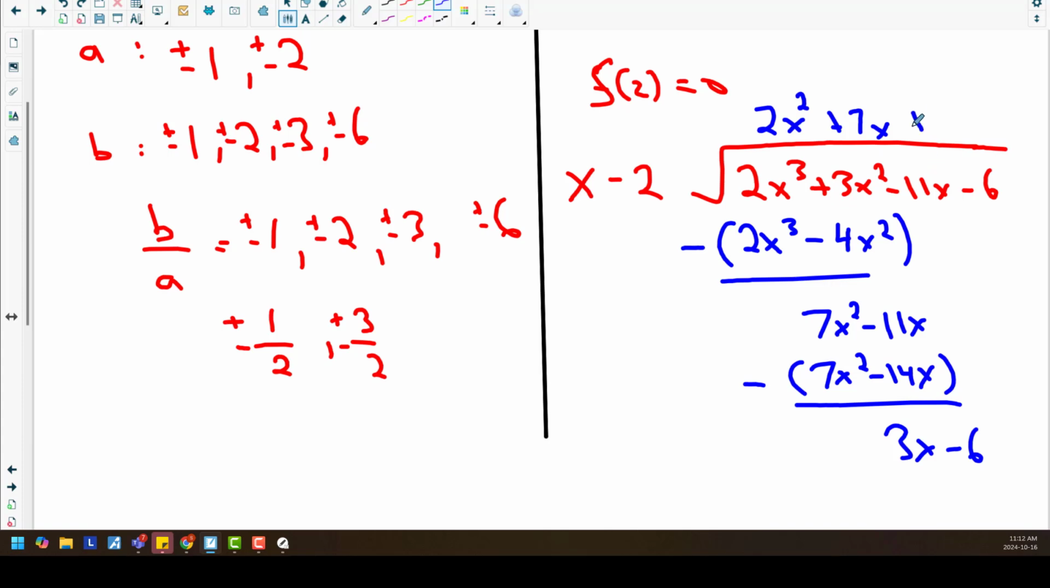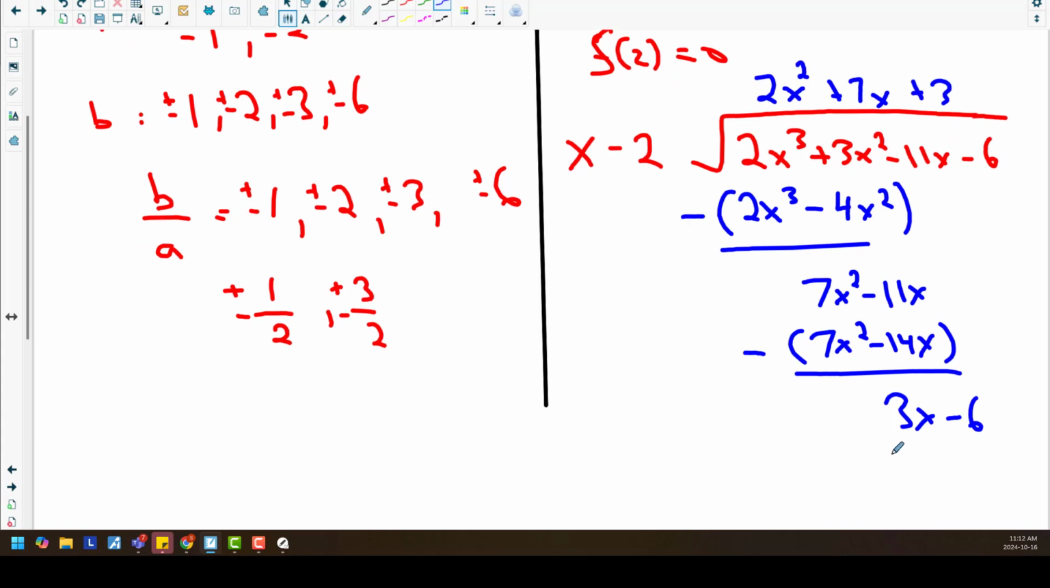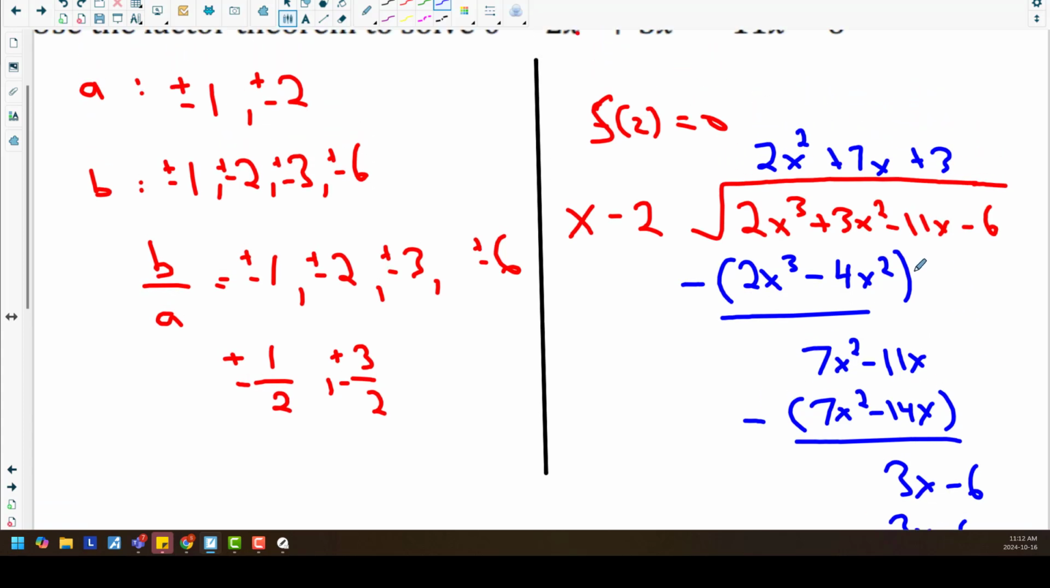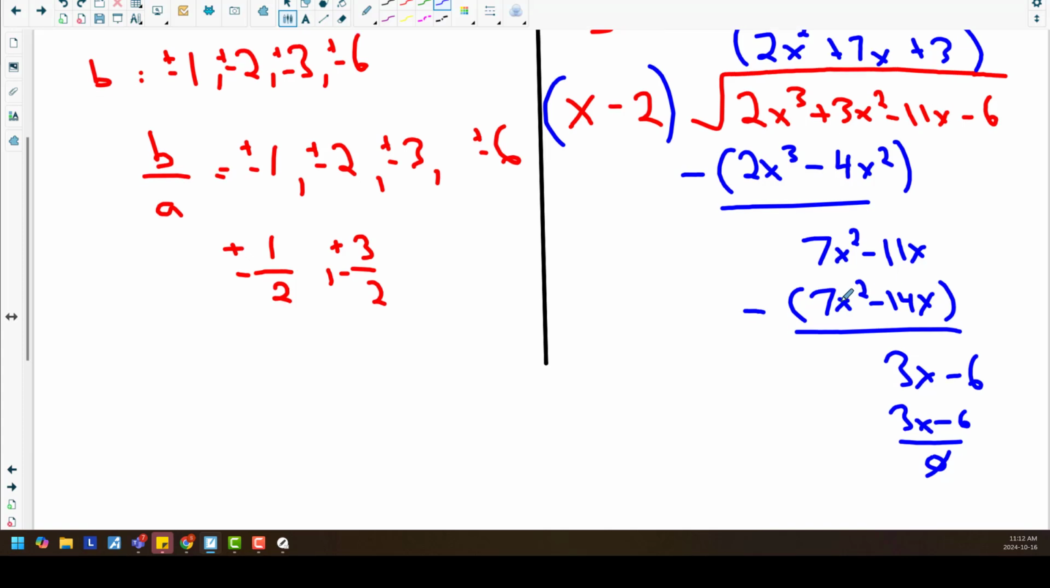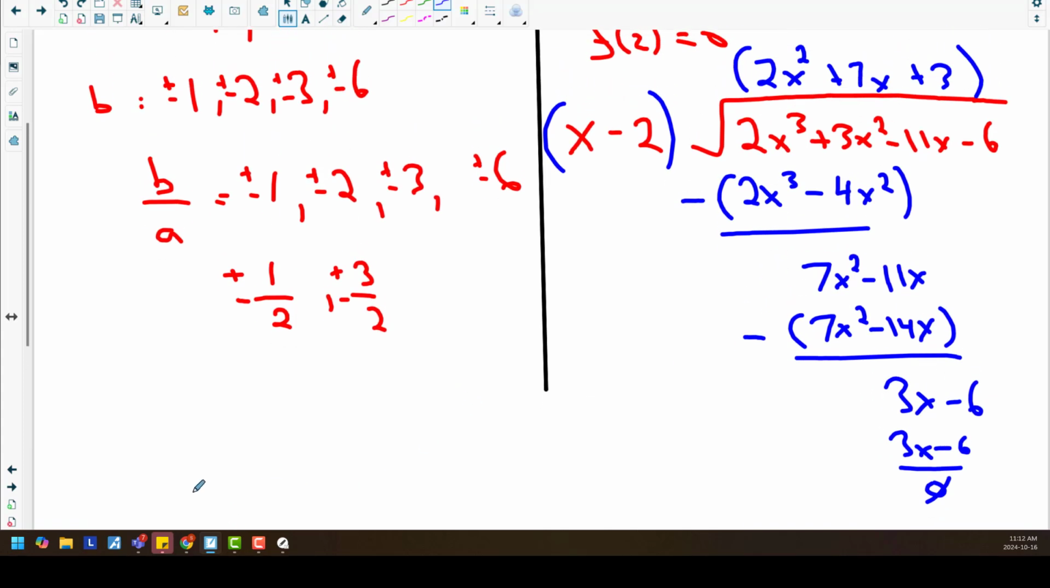And here we're adding 3. It's going to be 3x minus 6. And we expected a remainder of 0 because we used the factor theorem initially to make sure that there was a remainder of 0. So here we have two factors, x minus 2 and this bracket here. So let's write that out now. So we have x minus 2 as a factor. And we have 2x squared plus 7x plus 3.